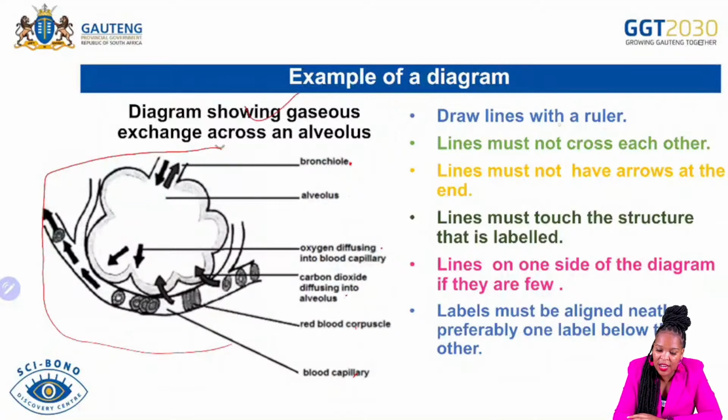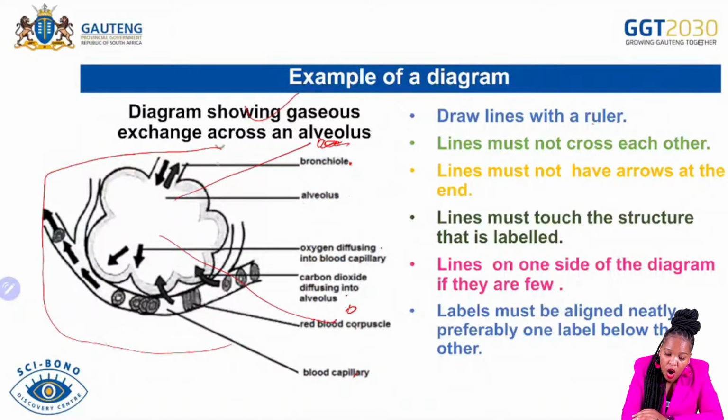So you must draw the lines with a ruler. Please don't use your free hand. Then the lines must not cross each other. So you cannot have your alveolus label like this, or have another part here crossing. Make sure that all your lines come to the right, parallel to each other. If parallel cannot work, you can also bring them from afar, but all of them must come to one side. We'll talk about that now.